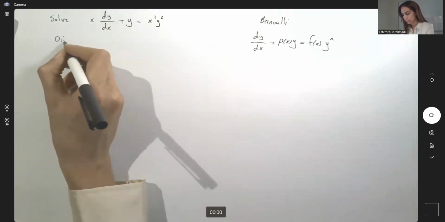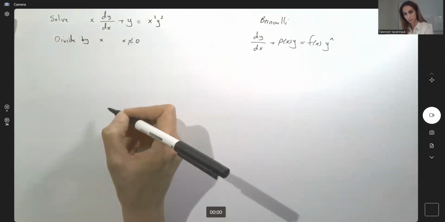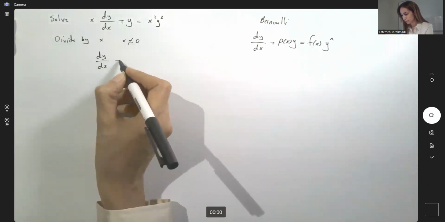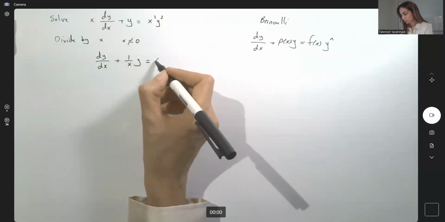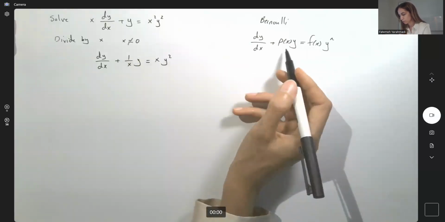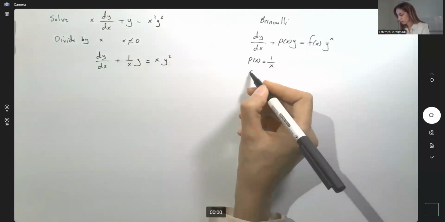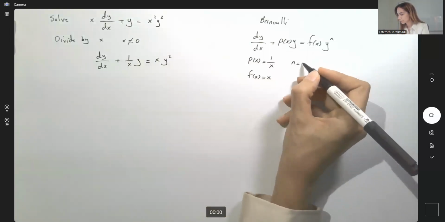Divide by x, and make sure x is not 0. What happens here? You have dy divided by dx plus 1 over x times y equals x squared divided by x, which is x, y squared. So basically, your p of x is equal to 1 over x, and your f of x is x. So everything looks good and n is equal to 2.